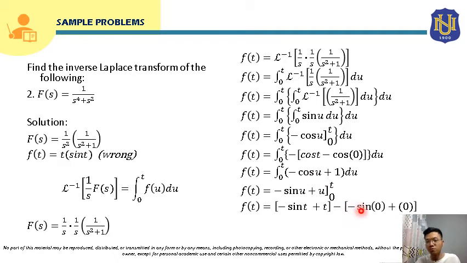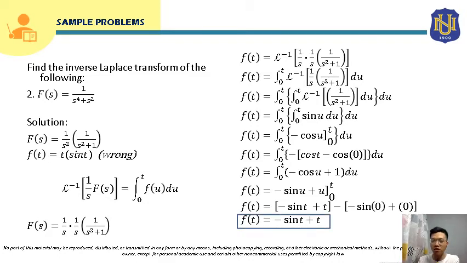So this will become negative sine of 0 plus 0. As we know, the sine of 0 is actually 0. So simplifying this, it will just become negative sine t plus t. So this will now be the answer for this.